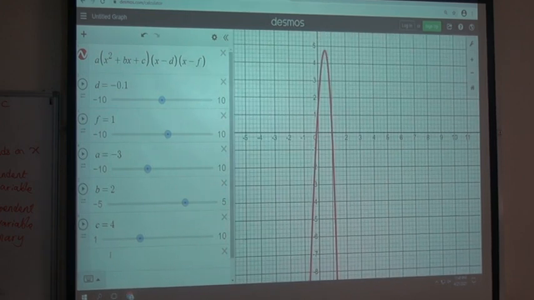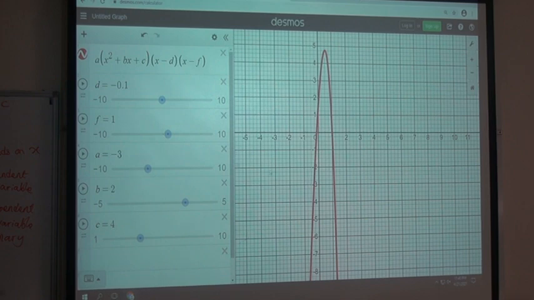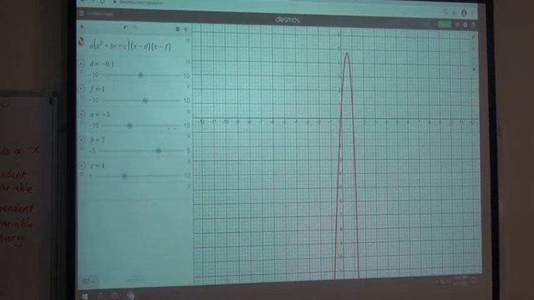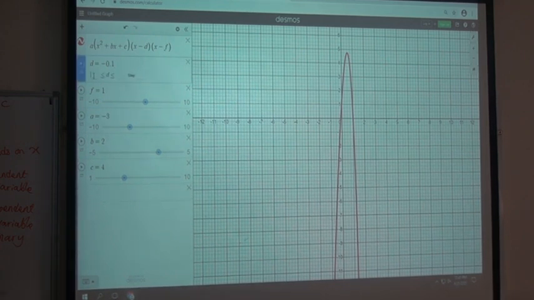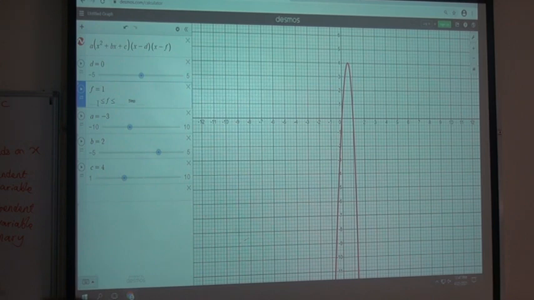Can you zoom out? What have I not done? I think you just need to zoom out. No, that's not it. Okay, so there's an intercept. Hold on. Let's change this to all integers. Minus 5 to 5, step 1. F also minus 5 to 5, step 1.